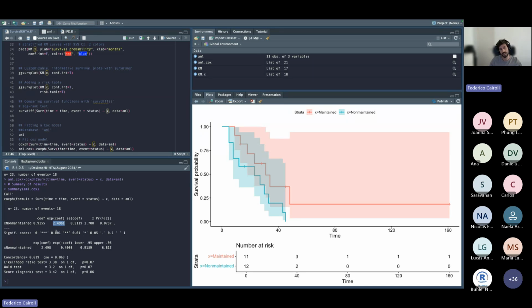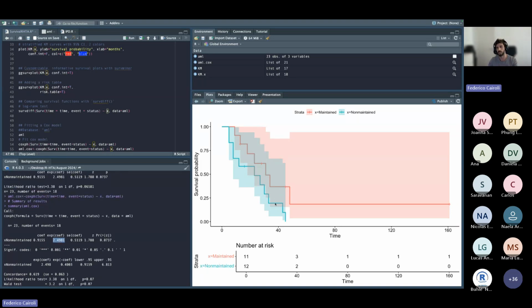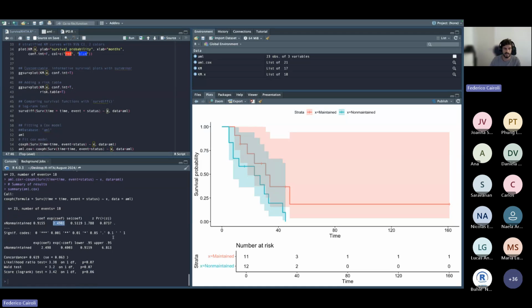But we have said that when we ran the univariate analysis, and when we saw the Kaplan-Meier curve, we didn't find any statistical difference. And if you see here, this is the same p-value that we obtained before when we ran the log-rank test, basically saying the same thing. So it's higher than 0.05.